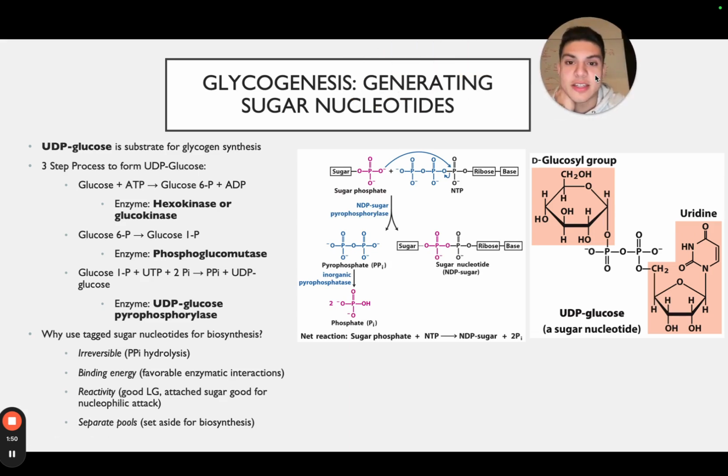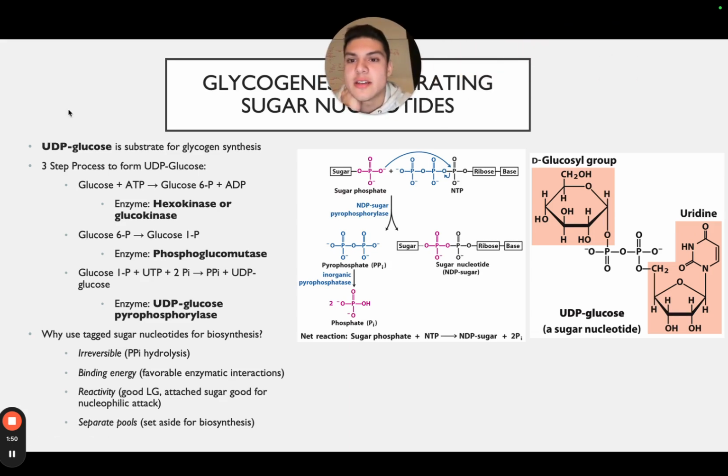And now shifting to glycogenesis. So glycogenesis is generating sugar nucleotides, and we're not just going to add glucose together. That's not how it works. We need to form our UDP glucose for glycogen itself. That's the substrate for attaching them, like building blocks. We need to form this UDP glucose, and there's a 3-step process to form UDP glucose.